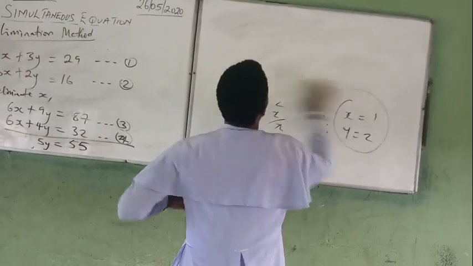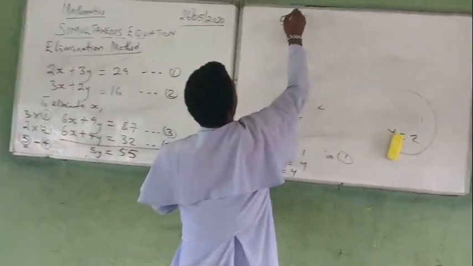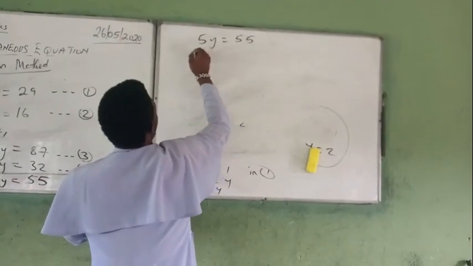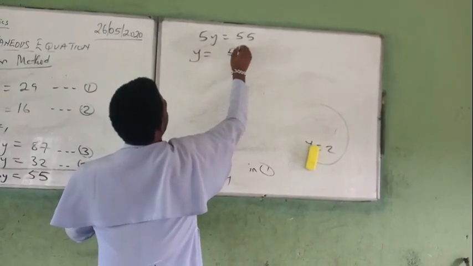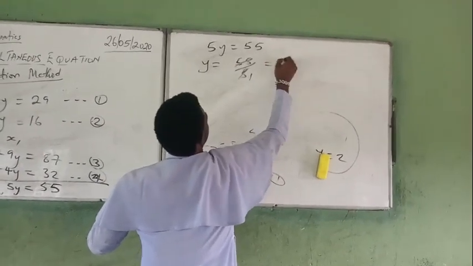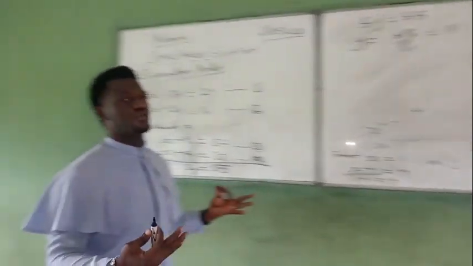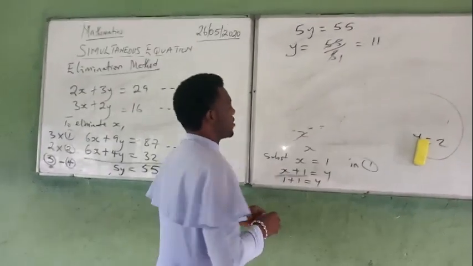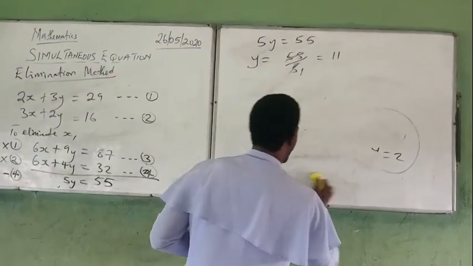So we continue. 5y is equal to 55. Therefore, dividing both sides by 5, y is equal to 55 over 5, and that will give you 11. So y is equal to 11. So that is the answer. So if y is equal to 11, then you have to find x.